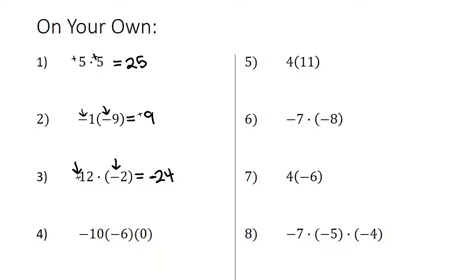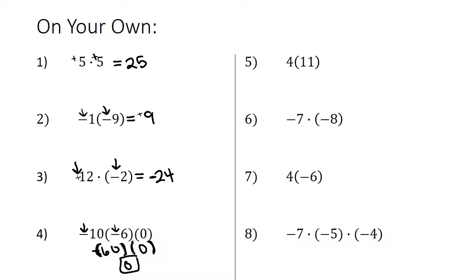For problem number 4, we can see negative 10 times by negative 6 is going to give us a positive 60, and that's because this is negative and this is negative. Same sign gives us a positive 60. So we're going to take that positive 60 and multiply that by 0. And we remember our rule that anything times by 0 is going to be 0, so our answer is 0.